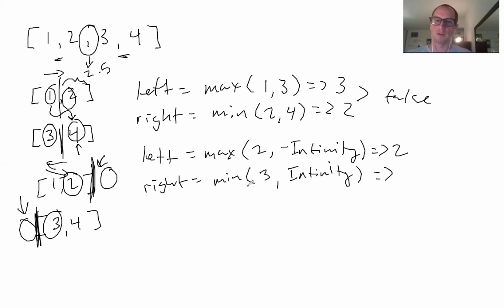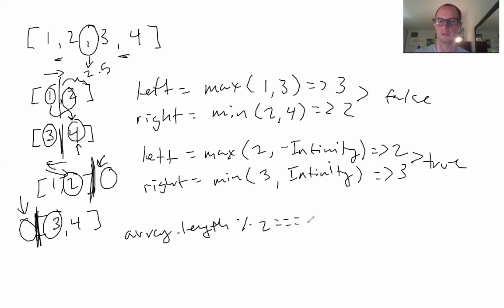So right is equal to the min of 3 and infinity, which is 3. So we can say, okay, is 2 less than or equal to 3? It is. So this is true, and we have found the correct position in our array. And like we did before, we say, okay, is array length mod 2 equal to 0? Okay, in this case it is.